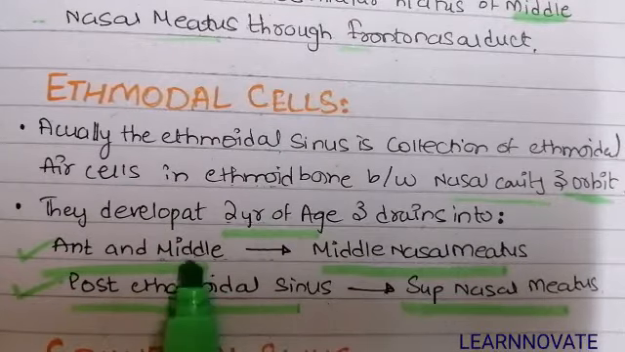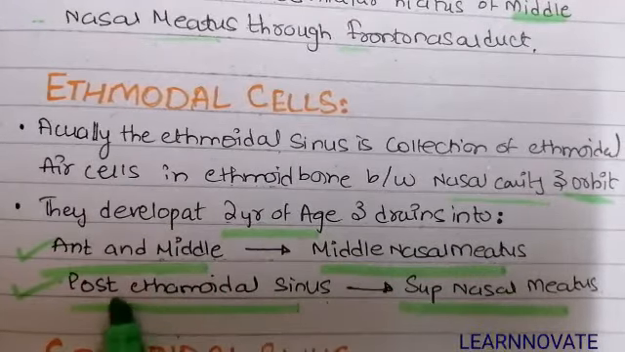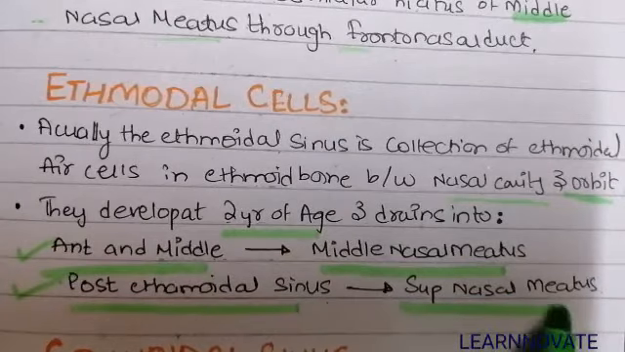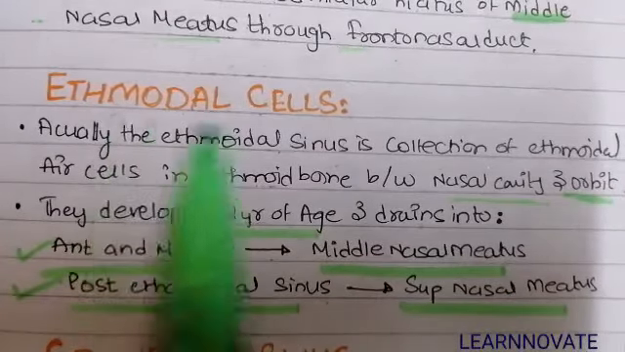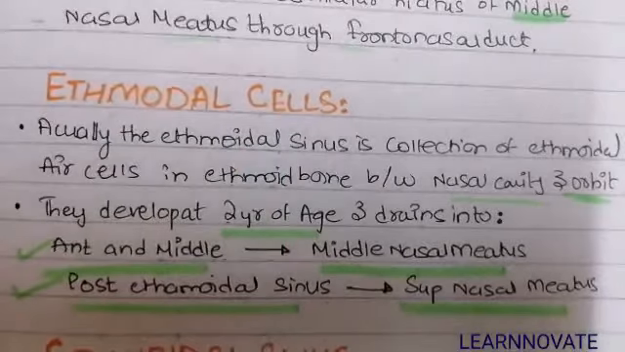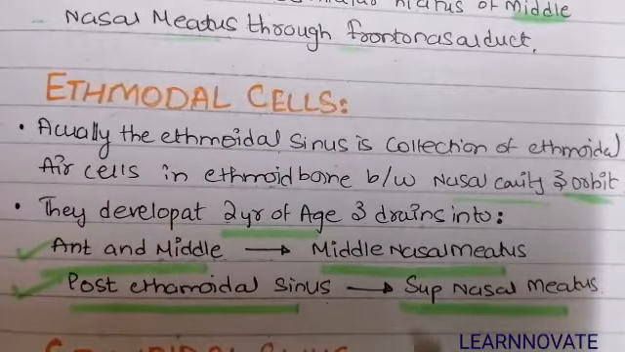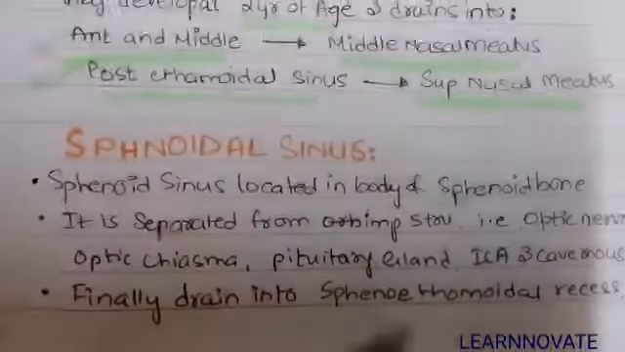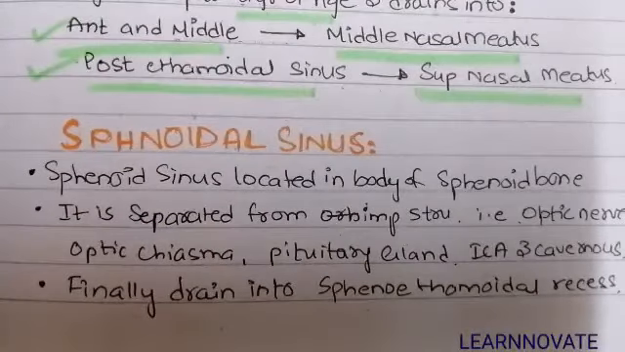exams. The anterior and the middle drain into the middle nasal meatus, and the posterior ethmoidal sinus drains into the superior nasal meatus. Because these ethmoidal cells are divided into anterior, middle and posterior, that's why there is a different drainage system. Now the third one is the sphenoidal sinus.